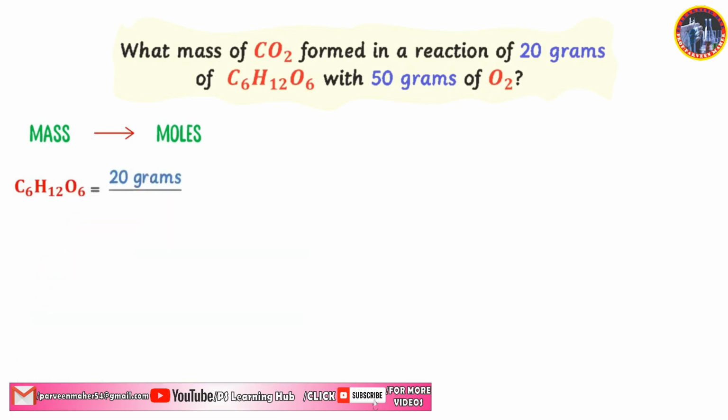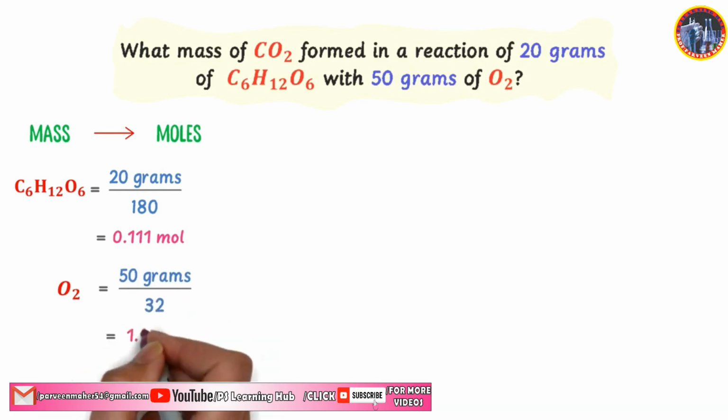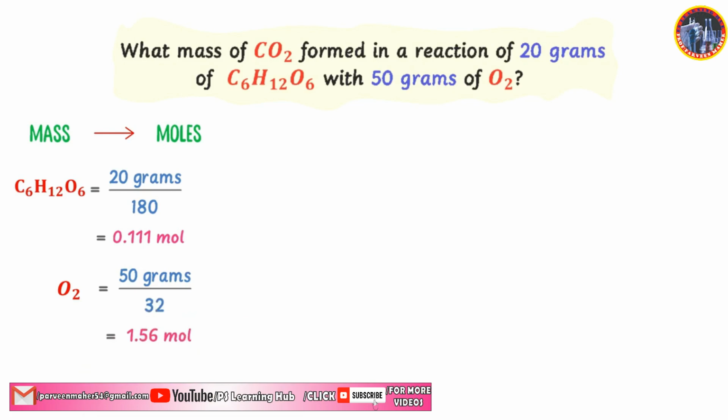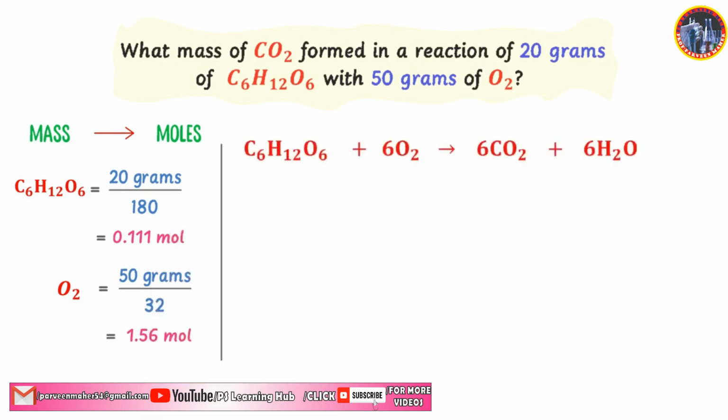20 grams divided by the molar mass of glucose, which is 180 grams. I get 0.11 moles. Secondly, I calculate the number of moles of oxygen gas, which is equal to 50 grams divided by the molar mass of oxygen gas, which is 32 gram. I get 1.56 moles. Thirdly, I write the balanced chemical reaction.